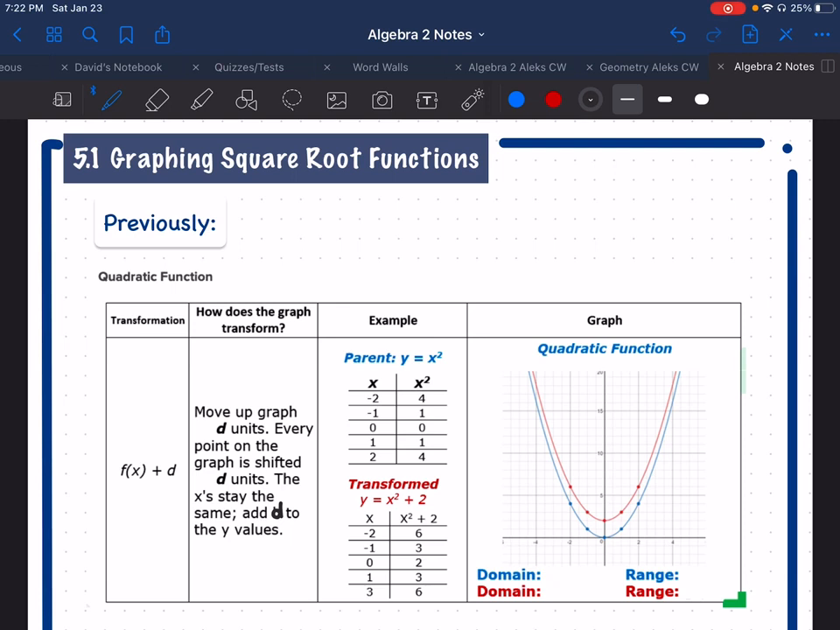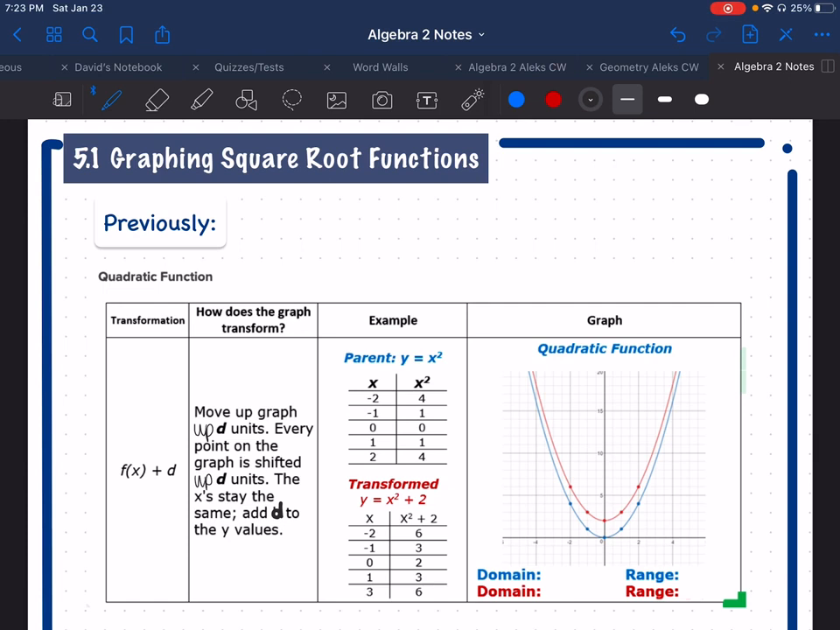When we have our function f of x and we add some value d to it, what we do is we move our graph up d units. Every point on my graph is then shifted up those same d units, and the x value stays the same, and we simply add d to the y values.